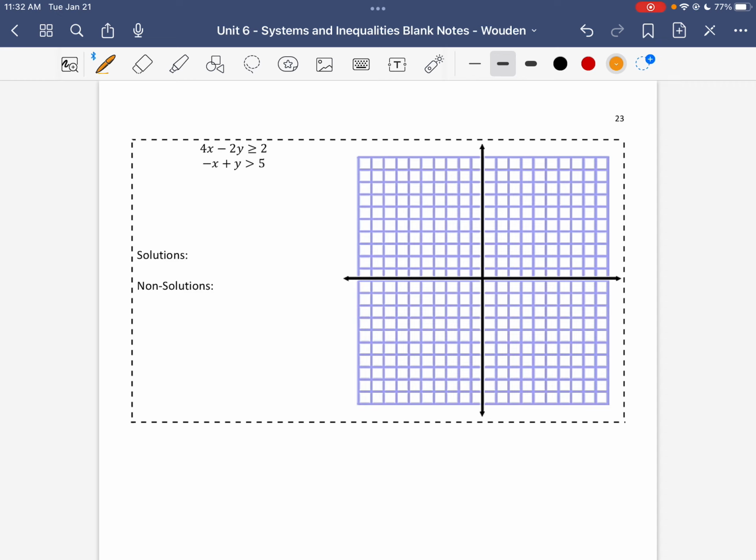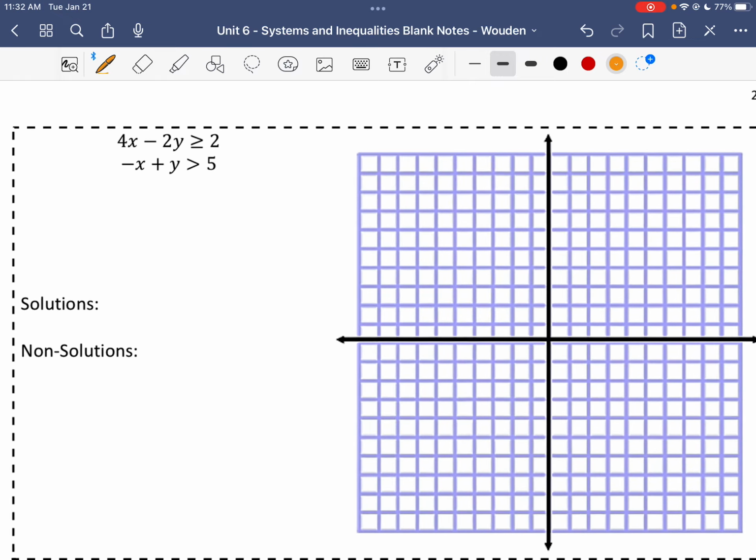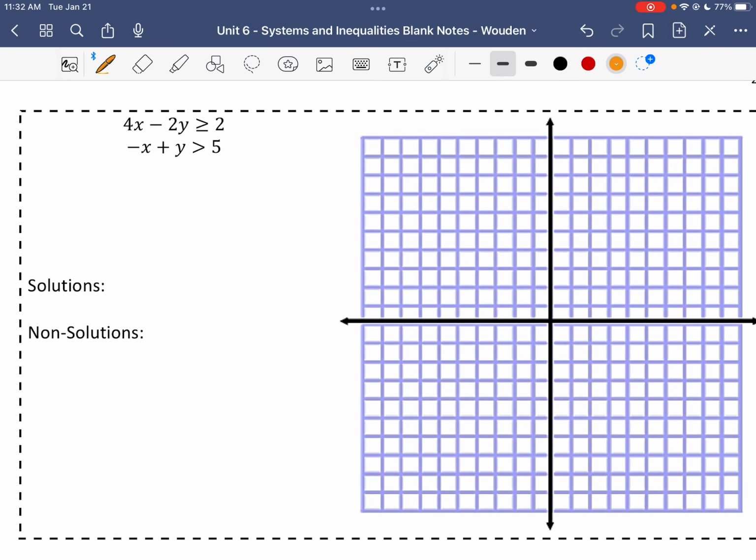Okay, hopefully you checked with your neighbor, and now we are going to do one last example problem together, and then we're going to do a word problem, and then you guys are done. So, we are going to graph these systems of inequalities. Well, in both of these inequalities, my y is not by itself. So I'm going to need to do some math.